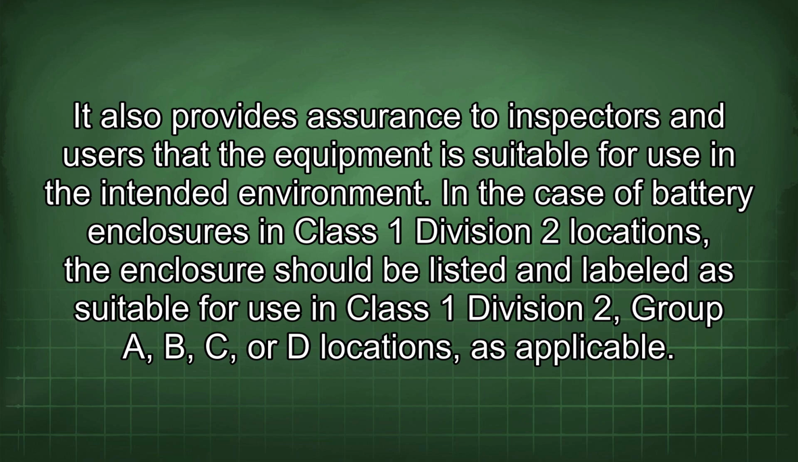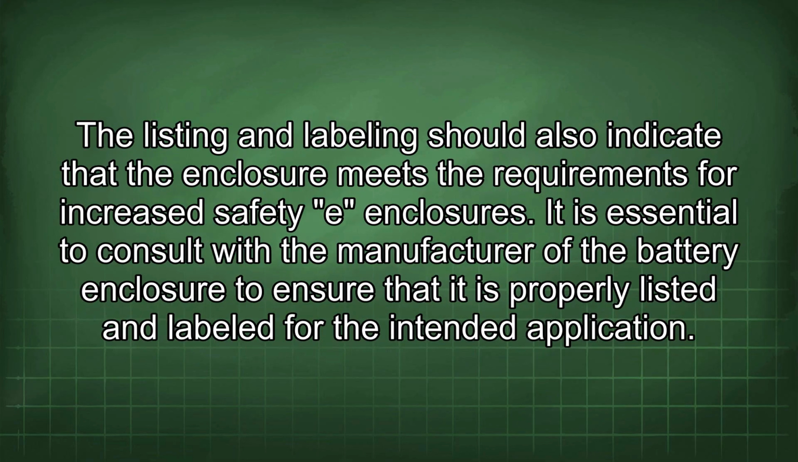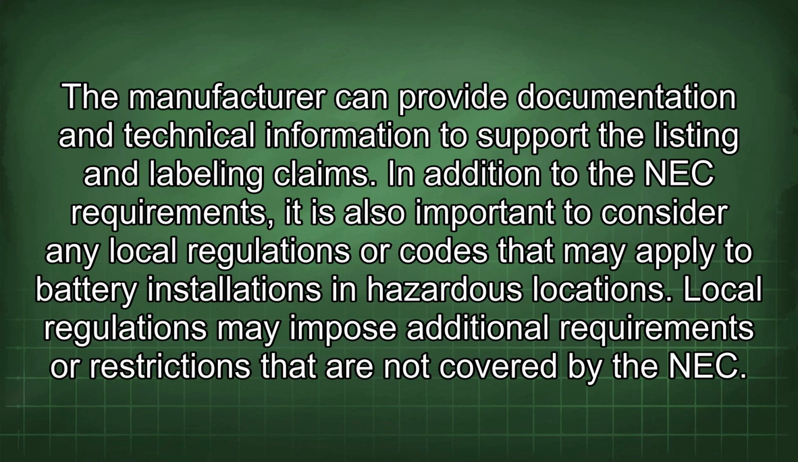In the case of battery enclosures in Class 1 Division 2 locations, the enclosure should be listed and labeled as suitable for use in Class 1 Division 2, Group A, B, C, or D locations, as applicable. The listing and labeling should also indicate that the enclosure meets the requirements for increased safety enclosures. It is essential to consult with the manufacturer of the battery enclosure to ensure that it is properly listed and labeled for the intended application. The manufacturer can provide documentation and technical information to support the listing and labeling claims.